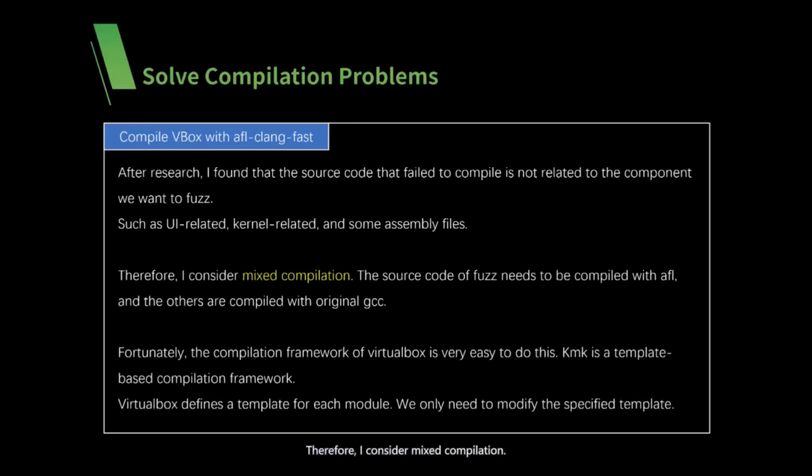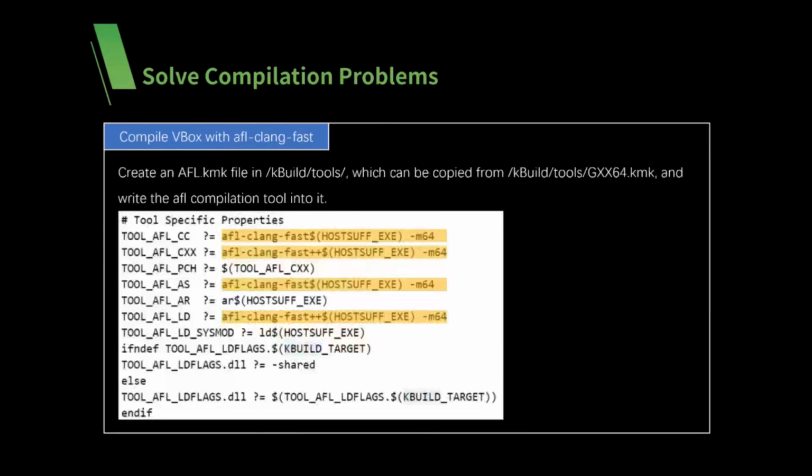Therefore, I considered mixed compilation. The source code to fuzz needs to be compiled with AFL++, and the others are compiled with the original GCC. Fortunately, the compilation framework of VirtualBox makes this very easy to do. KMK is a template-based compilation framework. VirtualBox defines a template for each module, so we only need to modify the specified template.